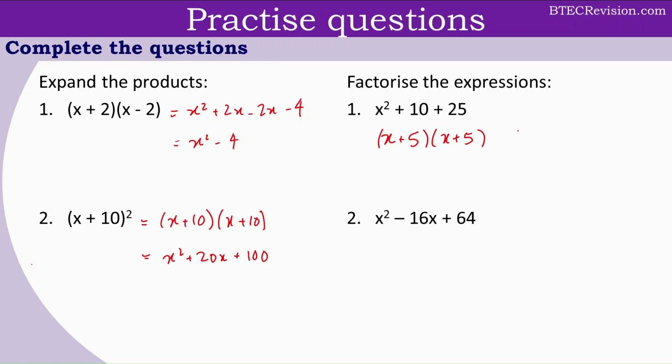Okay, and for question number 2, we can do something similar. We can write x in the bracket and x in the second bracket. Now we need to think, is it going to be positive or is it going to be negative? So two numbers multiply together to give a positive 64 here, and would add together to give a negative. So that must mean that we must have a negative in both brackets, because negative times a negative gives you a positive, and a negative plus a negative gives you a negative.